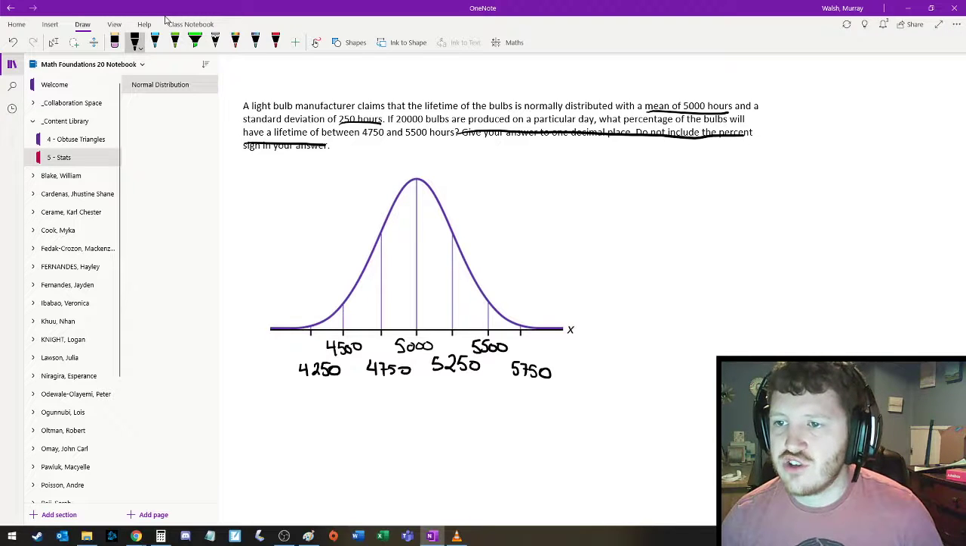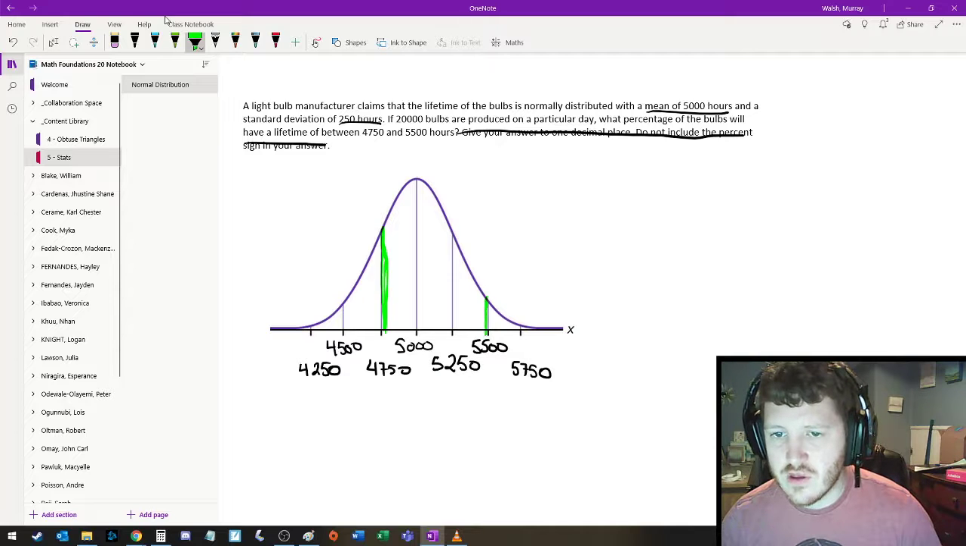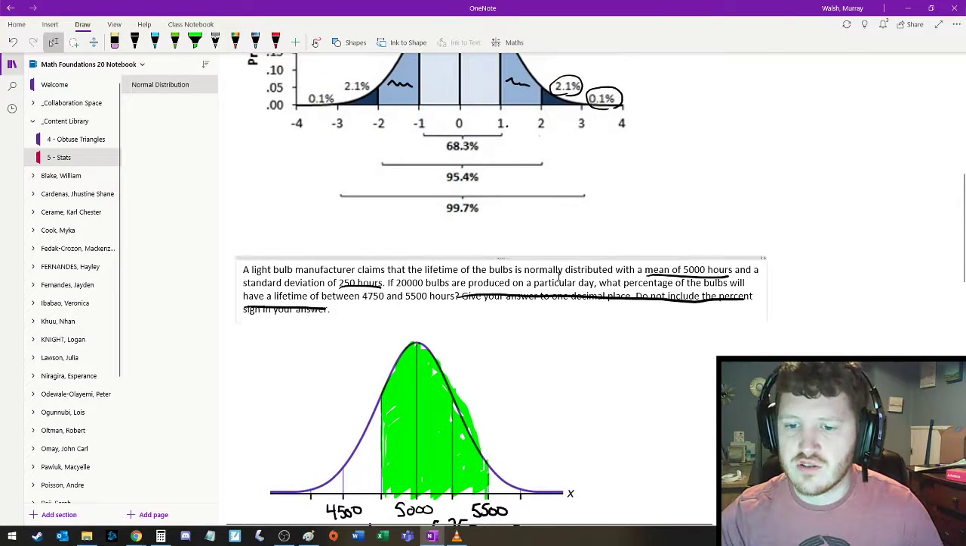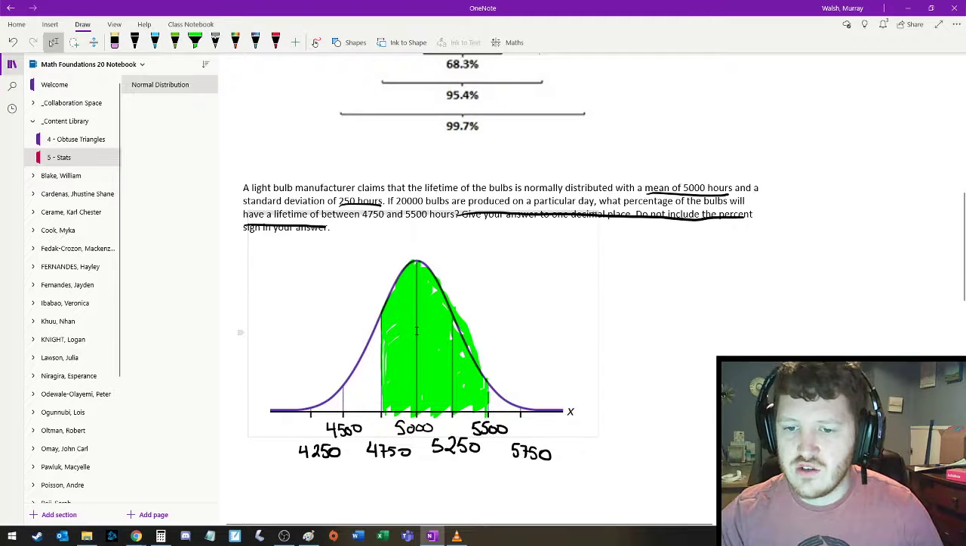This is what this number is useful for. And now to answer the question, what percentage of bulbs will have a lifetime between 4,750 and 5,500? So that means we're looking at more than this line and less than this line. So we want to know what percentage of bulbs are falling in this region. What percentage of all the light bulbs they make are going to be in this region? Because they're suggesting it follows a normal distribution, we can see those percentages by looking at these normal distribution graphs. What goes in these two pieces right here?